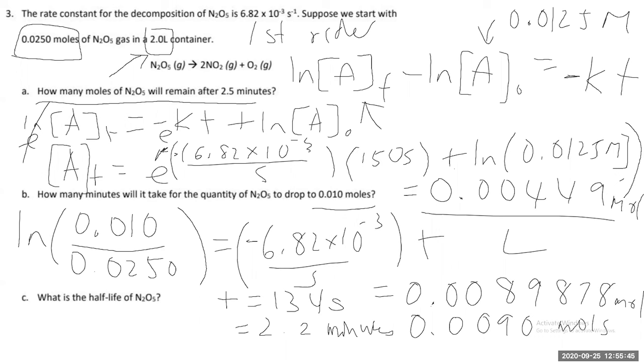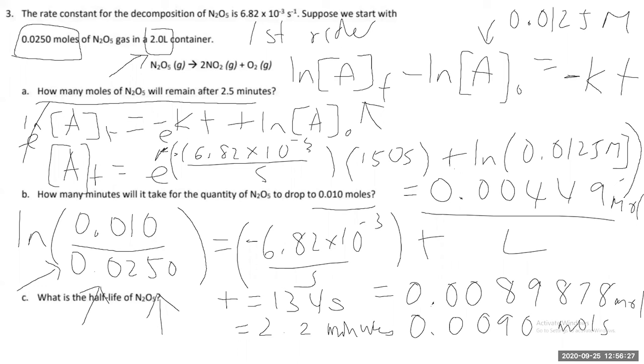Now, if you were to convert this to molarity, which I recommend that you do, you would get the same answer, because ln of this number is equal to negative 0.91. So let's see, if we want to convert it to molarity, 0.010 divided by 2 and 0.0250 divided by 2, ln of that, and yep, that gives you the same exact value whether you use molarity or moles.